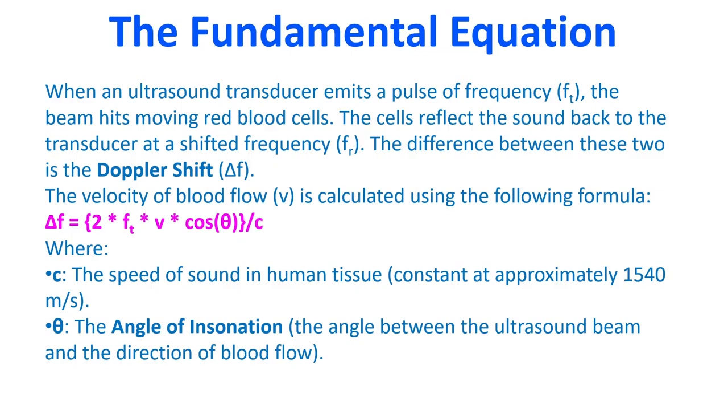The velocity of blood flow V is calculated using the formula delta F is equal to 2 into Ft into V into cos theta, whole divided by C, where C is the speed of sound in human tissue, constant at approximately 1540 meters per second. Theta is the angle of insonation, the angle between the ultrasound beam and the direction of blood flow.